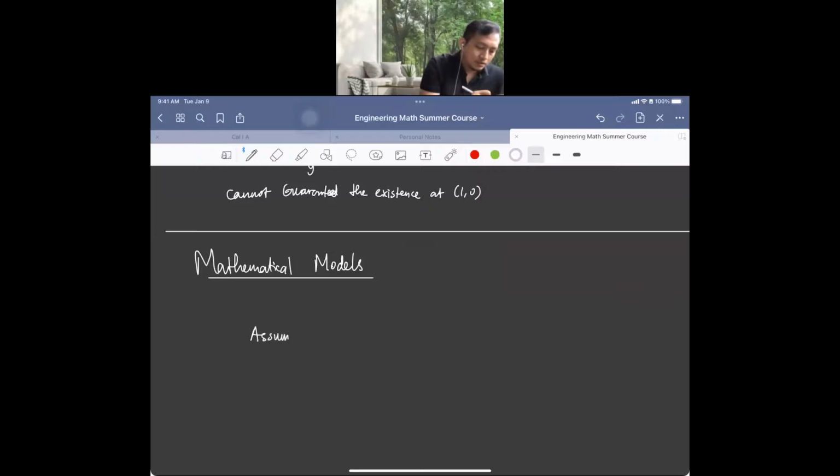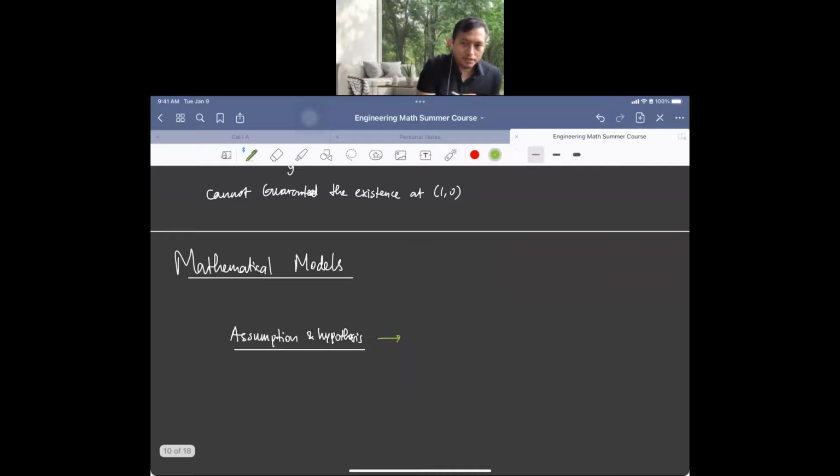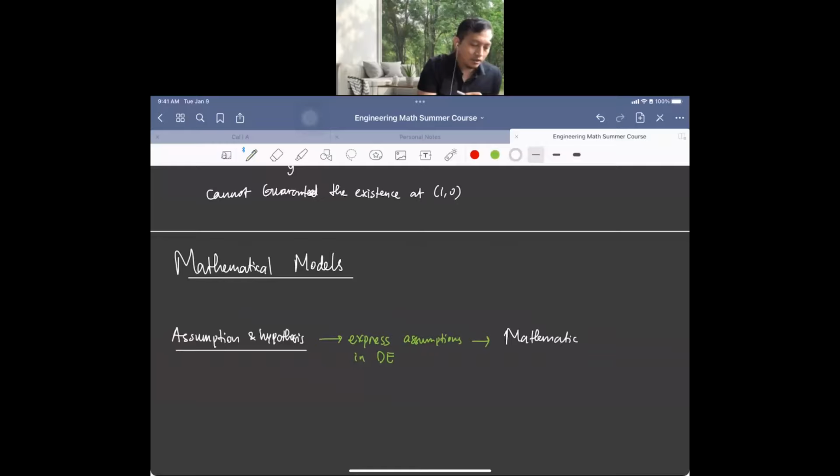To make a mathematical model, we need to have assumptions and hypotheses, right? Well, it depends on what kind of models we have, right? And then we need to express the assumptions in differential equations. Okay, that's the first thing to make the mathematical models. And then we need to come up with mathematical formulations.